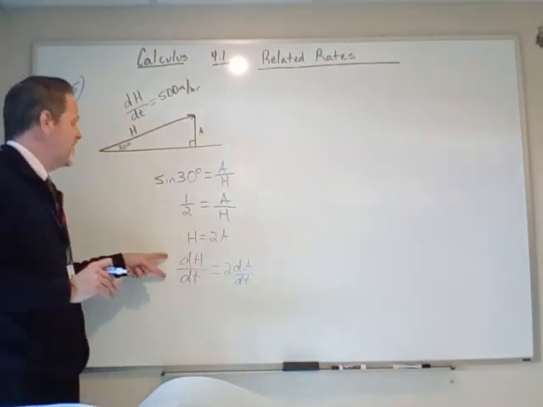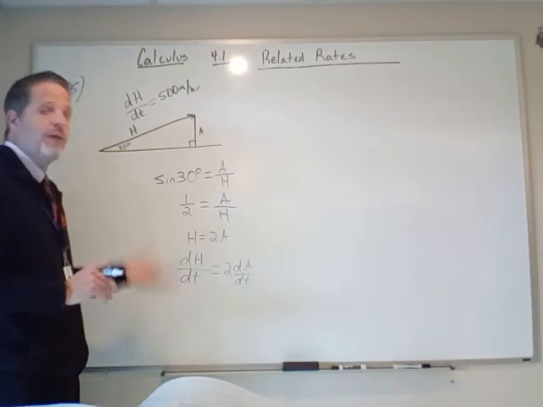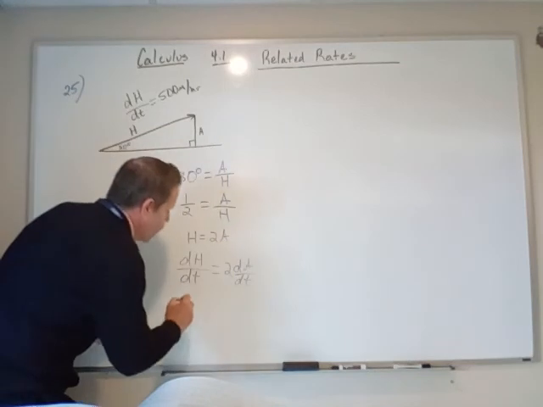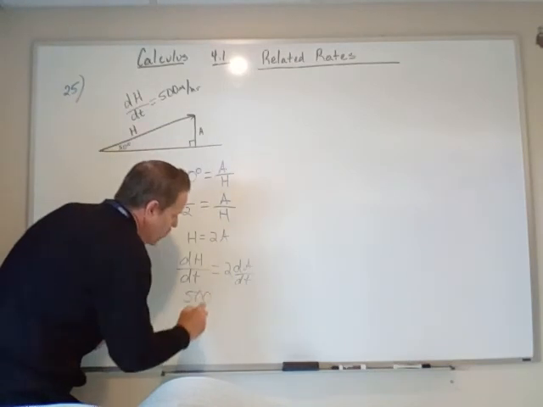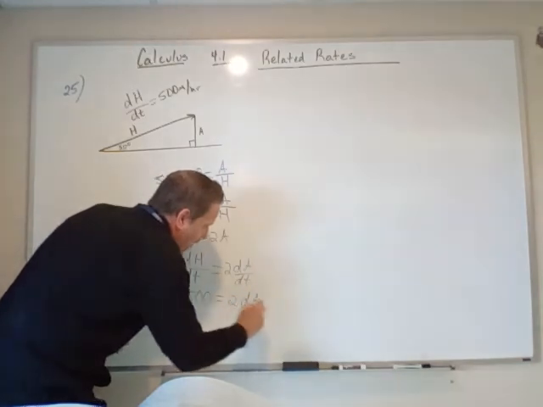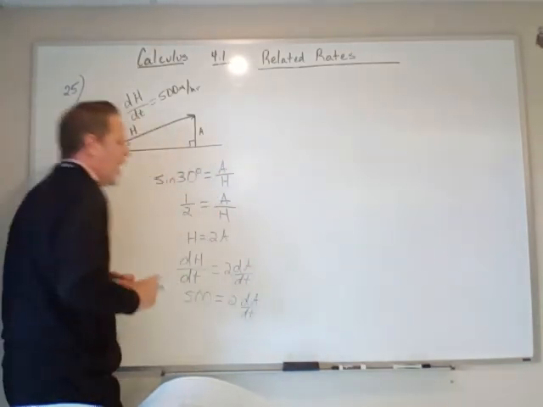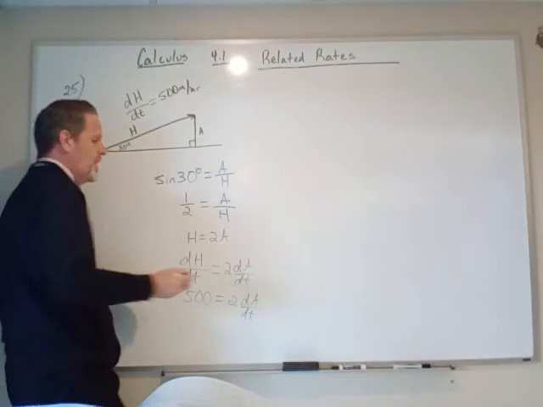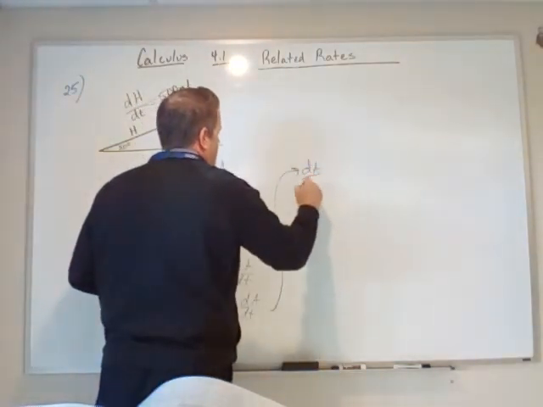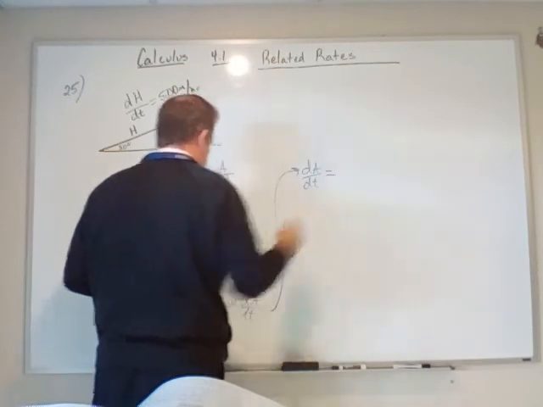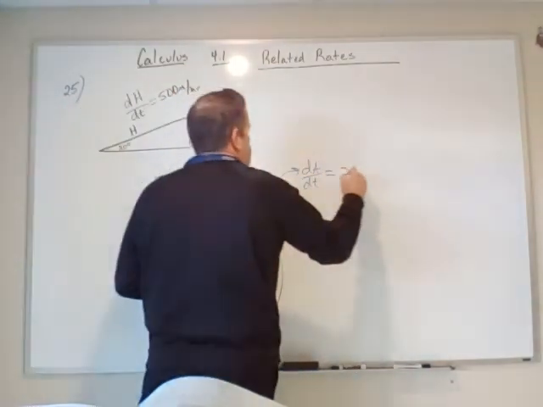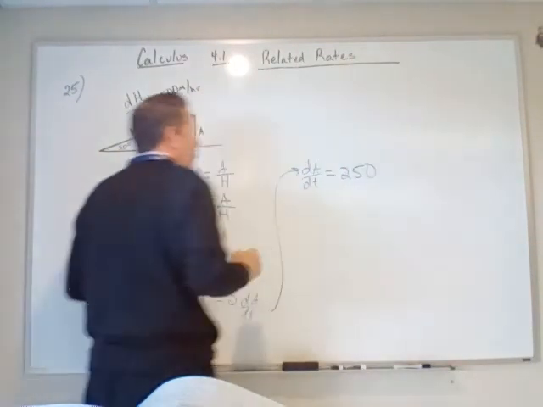Well, the dh/dt, they told us already, that was the speed of the aircraft, which is 500 miles per hour. So 500 has to equal 2 da/dt. So now we want to solve for da/dt. And da/dt is equal to 500 divided by 2, which is 250.